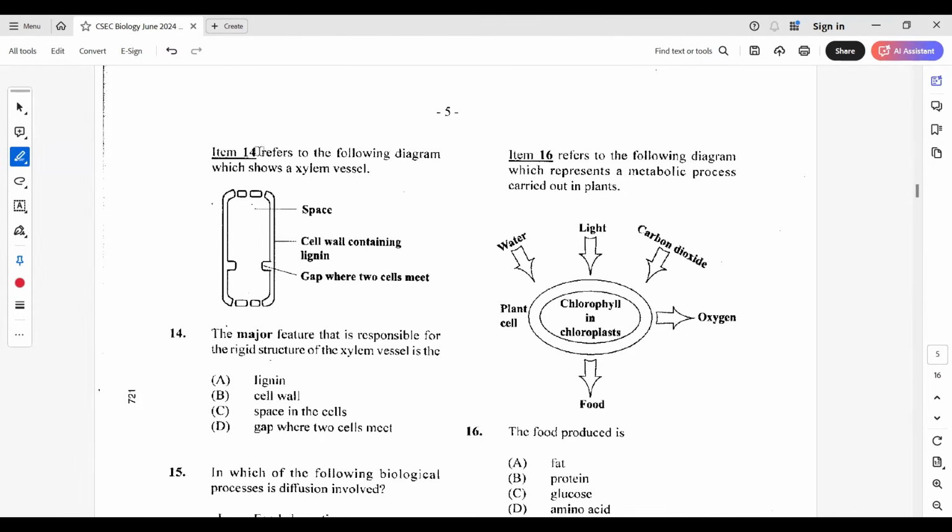Question 14 refers to the following diagram, which shows a xylem vessel. We have the space, we have the cell wall, the gap. The major feature that is responsible for the rigid structure of the xylem vessel is the lignin in the cell wall. Okay.